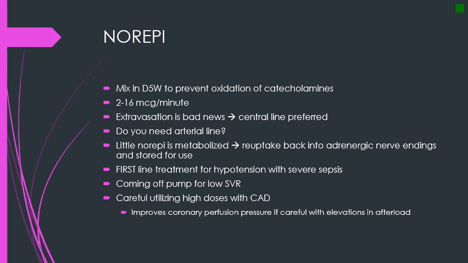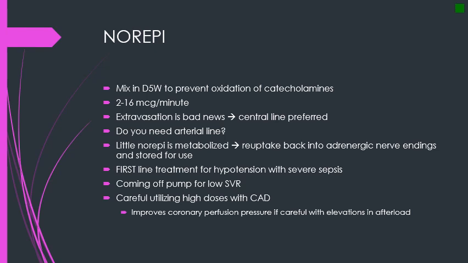Do you need an arterial line? We as anesthesia providers, if we're hanging norepinephrine in the OR, then you really need an arterial line because you're hanging it for hemodynamic instability. You will find patients that are on this chronically on the floor that may have a non-invasive cuff measurement, but for us, we need an arterial line. That's what's best because we're starting it for a reason. Little norepinephrine is metabolized. It's actually taken back up into those adrenergic nerve endings.